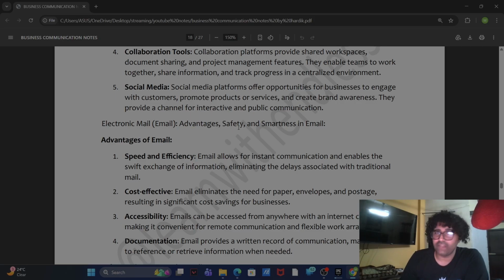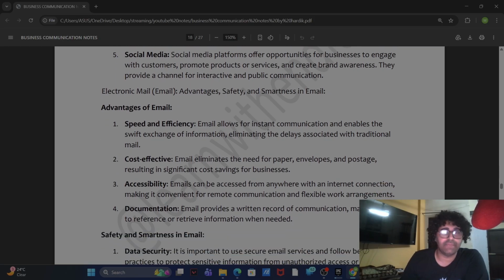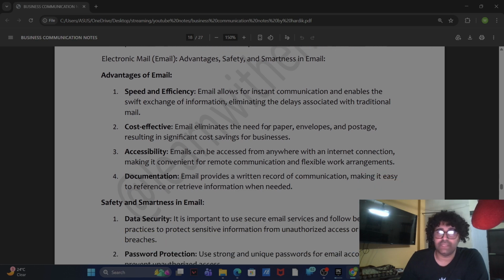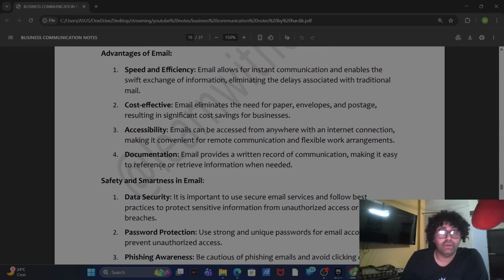Email, its advantages, safety and smartness in email. Advantages of email: swift and efficiency, cost effective, accessibility, documentation. Speed and efficiency. Email allows for an instant communication and enables the swift exchange of information, eliminating the delays associated with traditional mail.